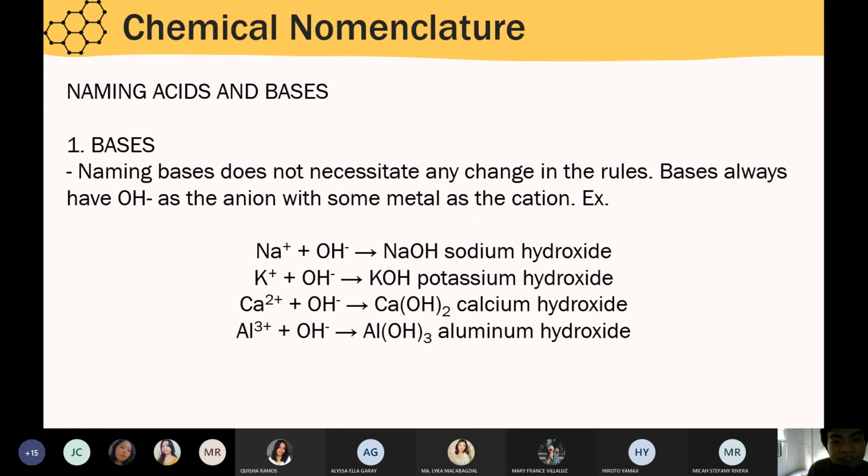There are some ionic compounds with fixed ions. For example, we have the bases here. For bases, the fixed ion here is the OH. The OH is fixed, so it means that the names of bases will always end up with hydroxide, because the anion here is hydroxide. So that means all our bases will end up with hydroxide. So basically, your only problem is to name the cations accordingly. So this is sodium hydroxide, potassium hydroxide, calcium hydroxide, aluminum hydroxide.